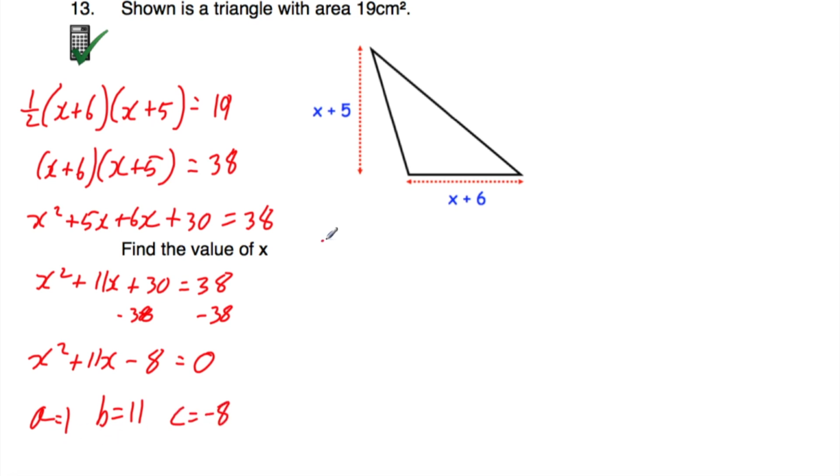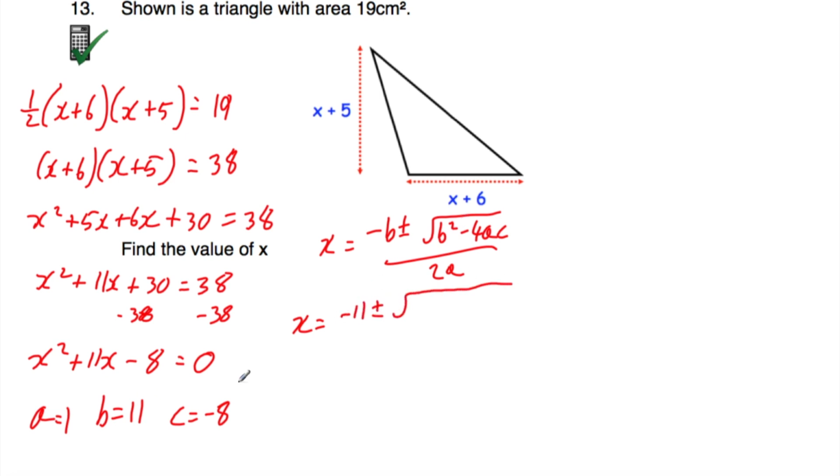Remember, the quadratic formula is x is equal to negative b plus or minus the square root of b squared minus 4ac all divided by 2a. So let's substitute in our values. So we've got x is equal to, and instead of minus b, that's going to be minus 11 plus or minus the square root of b squared, that's going to be 11 squared, which is 121, minus, and then we've got 4 times a times c.